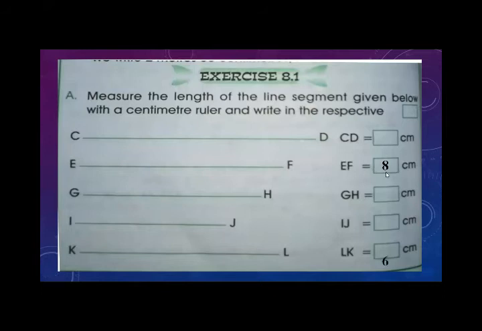Another one is solved for you, that is here. Length of line segment IJ. Again, here you put a scale. Then measure till the last endpoint, that is J. So the measurement of line segment IJ is 6 centimeters. Students, do it right now. If you face any difficulty, you can easily ask me.